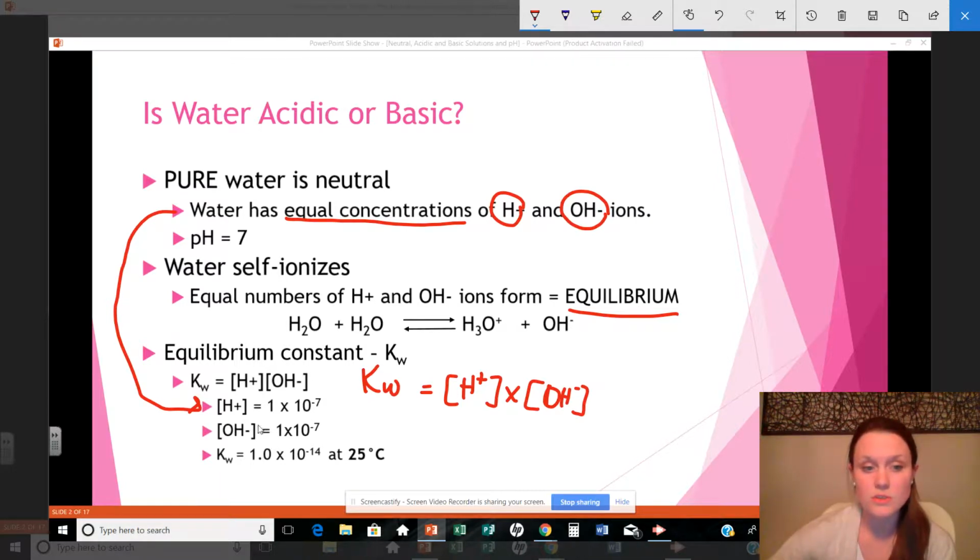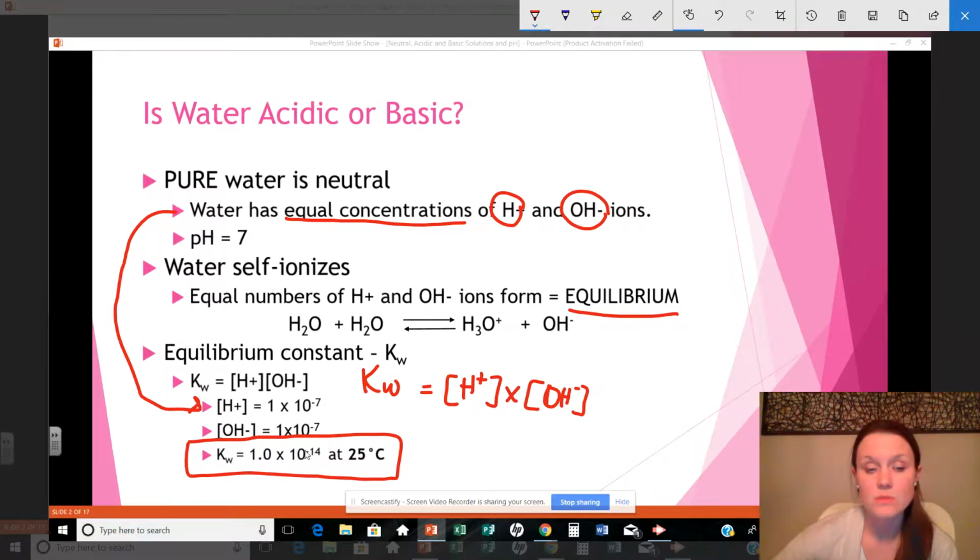So once we know the concentrations of each ion, we can calculate the equilibrium constant for water. We multiply our hydrogen concentration times our hydroxide concentration, and at the end of that calculation, we get that Kw equals 1.0 times 10 to the negative 14th. So what does that tell you? That tells you that the equilibrium constant for water is equal to 1.0 times 10 to the negative 14th at 25 degrees Celsius.